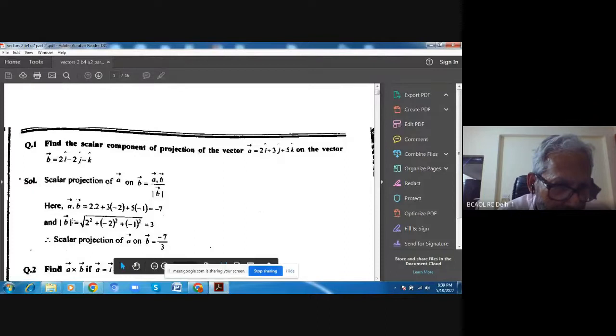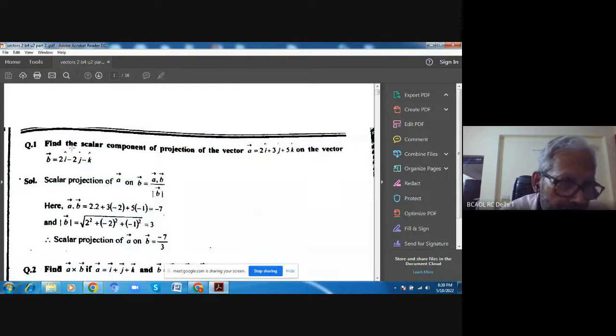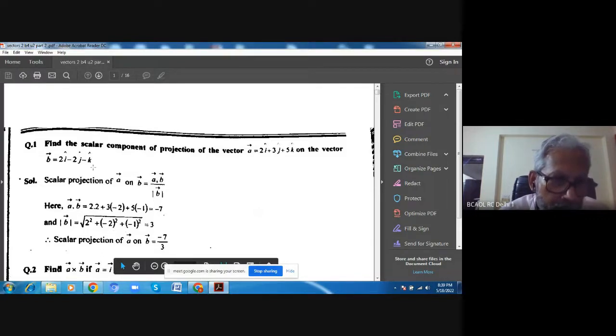Then the magnitude. We know the formula of magnitude is equal to root over 2 square plus minus 2 square plus 1 square. Only this value will come. So this value has already come, and we will get the value. You see here the magnitude of B. So we are taking these vector components: 2 square plus minus 2 square plus, minus k means minus 1, so minus 1 square.